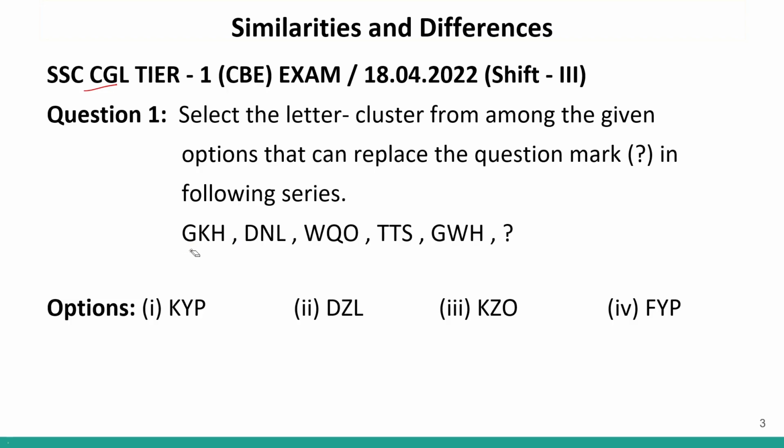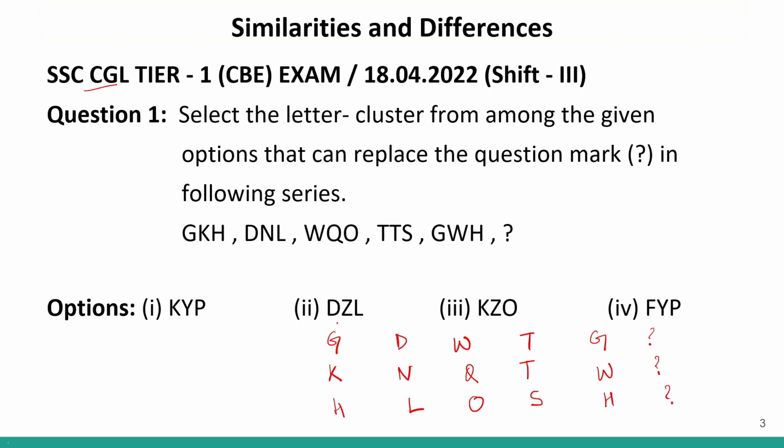an individual series. So our first series will be G, then D, then W, then T, then G, and then we have to find out the missing element. Similarly, the second series will be K, N, Q, T, and then W. And lastly, the series will be H, L, O, S, H, and then we have to find out.